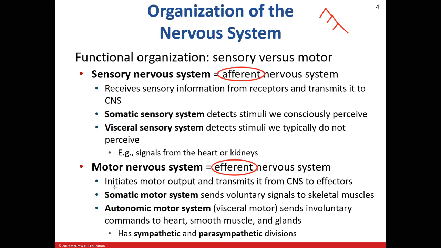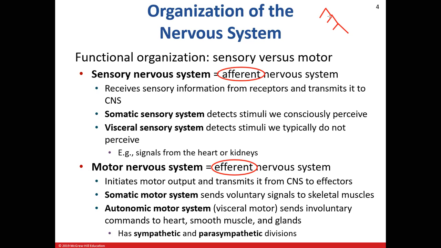Again, we have this division of the motor nervous system, just as we did with the sensory nervous system. And we have the somatic motor system, and it's going to send voluntary signals to the skeletal muscle to cause voluntary movements. The autonomic motor system is the visceral motor system, and it sends involuntary commands to the heart, smooth muscle, and glands, basically in an attempt to control your visceral organs. And it does have parasympathetic and sympathetic divisions.